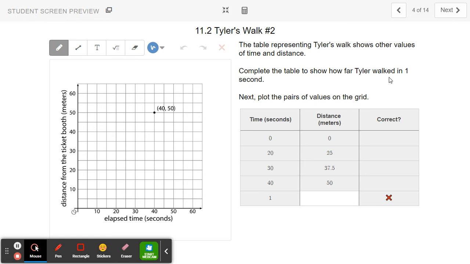Complete the table to show how far Tyler walked, and it says plot the pairs of values on the grid. As you can see, most of this is filled in for us. And what this shows us is he walked at a steady pace from the ticket booth to the bumper cars. So his first time, and remember, time is X, distance is Y, was at 0 seconds. He had gone 0 meters, meaning he was actually at the ticket booth.